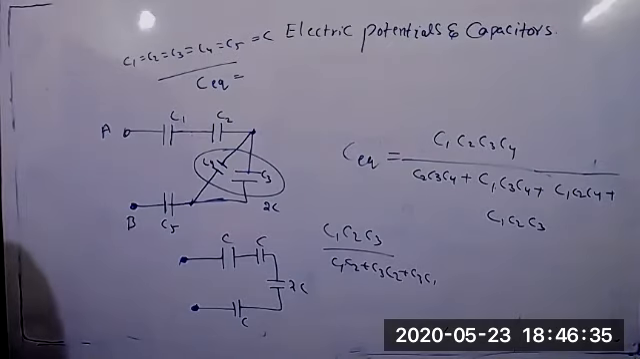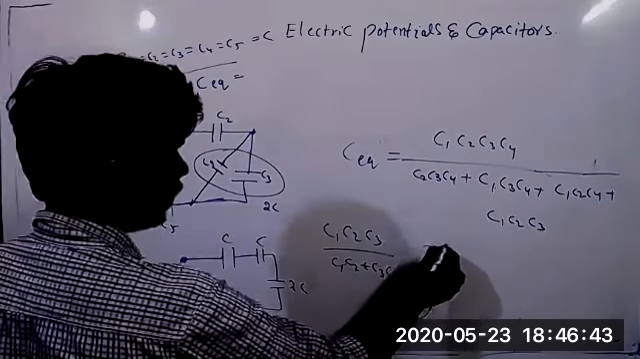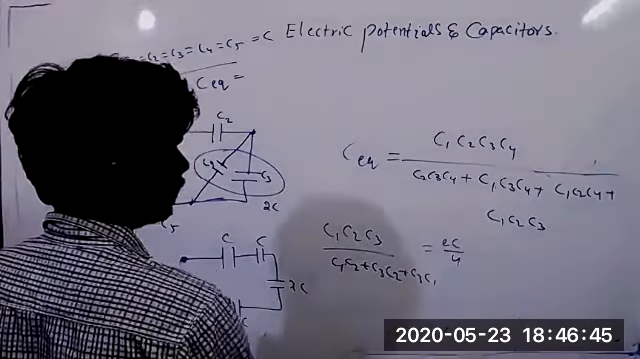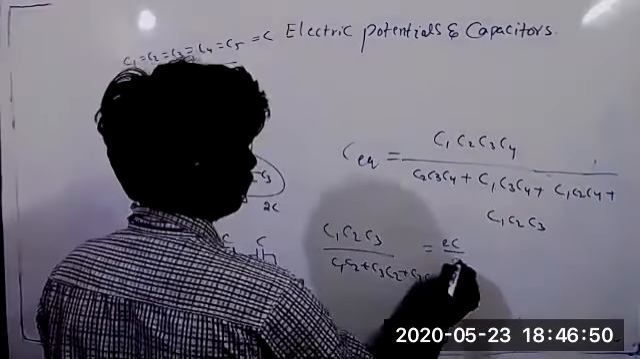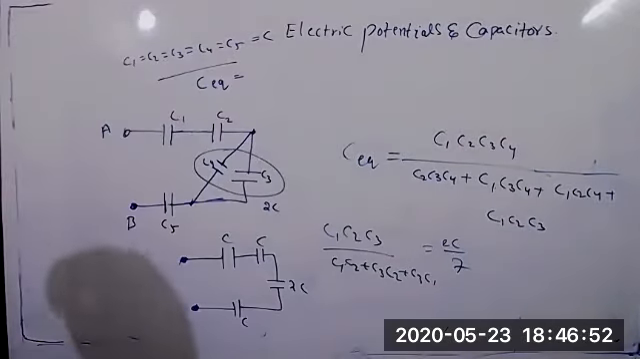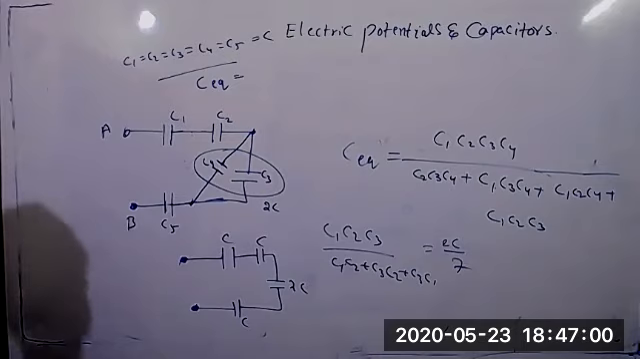So 2C by 7. How much? 2C by 7. 2C by 4. Is it 7? 2C by 7. Okay. See once more. Everyone, did you get the same answer? Yes, sir.